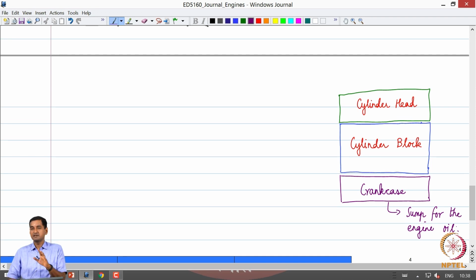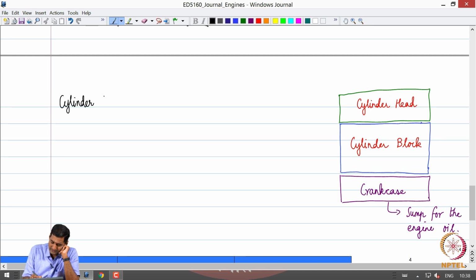So these are the 3 broad set of components. If you consider a typical 4-stroke internal combustion engine, you have the cylinder block in the middle, the cylinder head above it, and the crankcase below the cylinder block. So now let us start looking at what are all the components in each one of them. First I am going to look at the cylinder block.